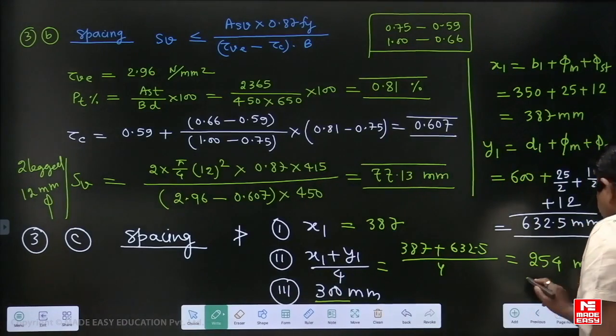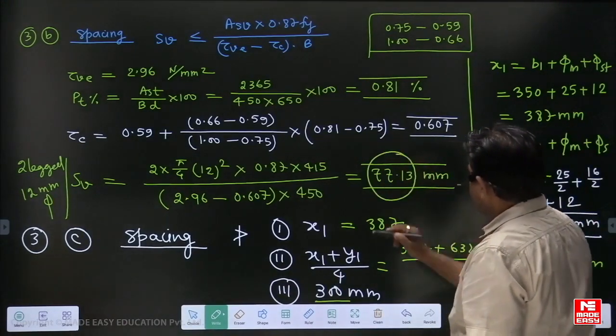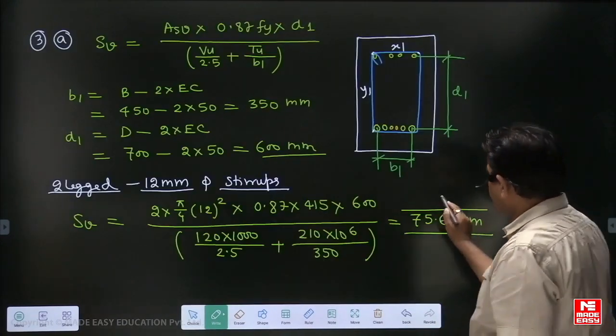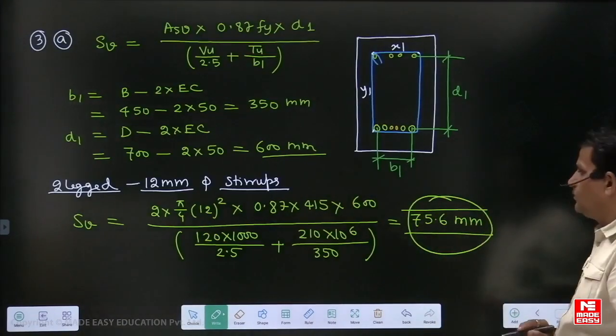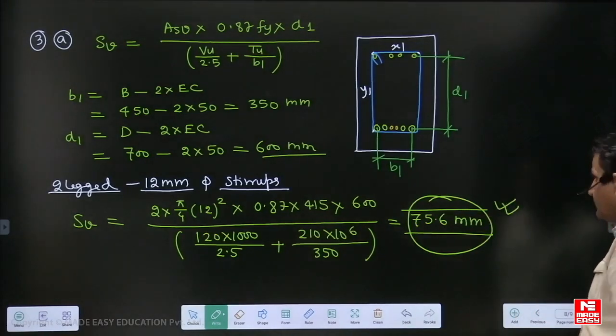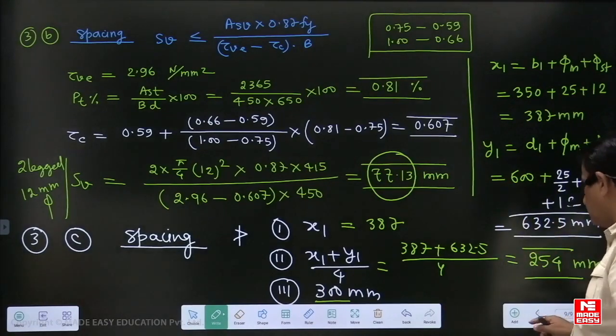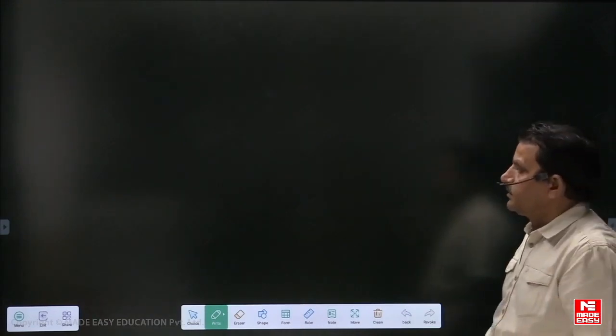Okay, it's okay. So what value will you provide? You will provide either according to 77, or according to 75.6. So the minimum value among all these is 75.6. So according to this we can write that let's provide 75 mm center to center. That's all, done. So that you can write. Let me write the next one.